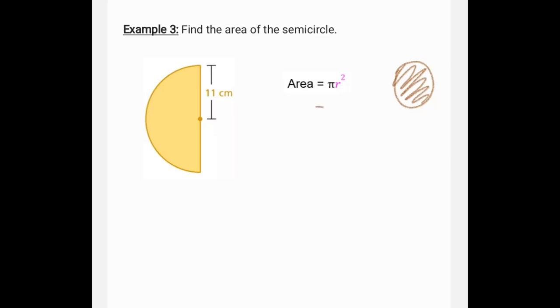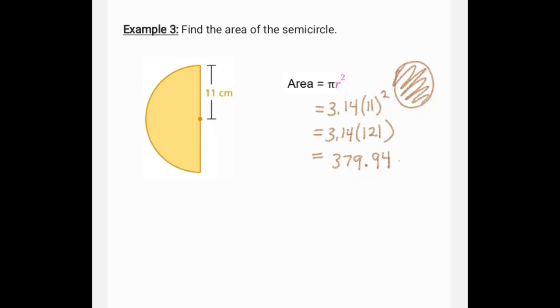So let's go ahead and put it into our area formula. Pi is going to give us 3.14, and r in this case is 11, so 11 squared. And what is 11 squared? It is 121. So now we're going to go ahead and put that in the calculator, and we get 379.94.